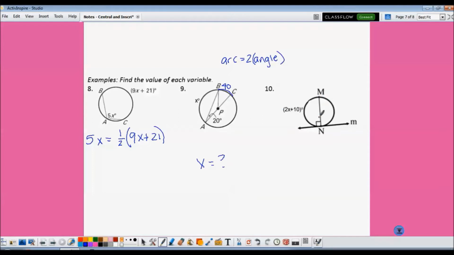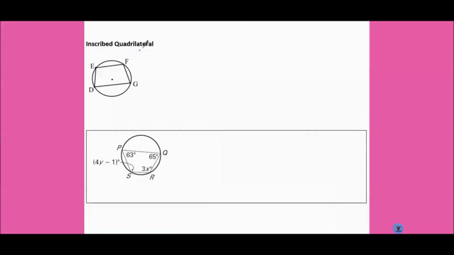And finally, we know that angle MNQ is 90 degrees. The angle equals half the arc. You solve and find what x equals. So before class, I want you to solve and find what x equals for 8, 9, and 10.